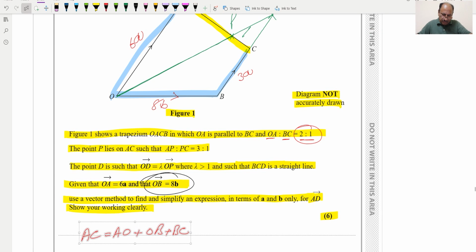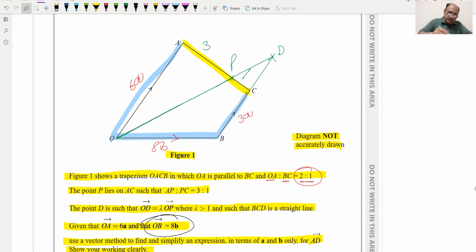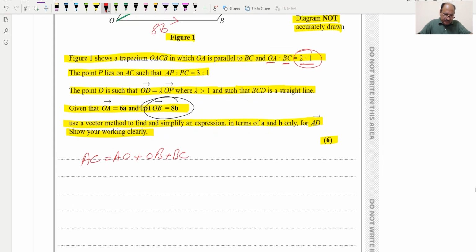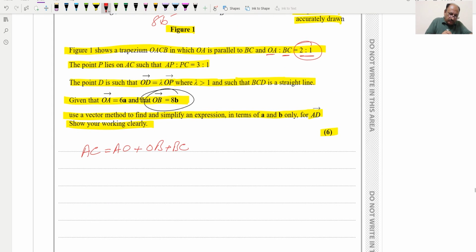So this will be our equation, and now we can replace these values. If we remove these colors, we can write this as minus 6a, because we are taking the opposite side. So this will be minus 6a plus OB, which is equal to 8b. So 8b plus BC is equal to 3a. So we can write this as 3a. And after simplification, this will be minus 3a plus 8b. We got this AC value.